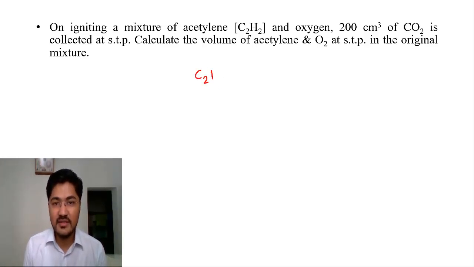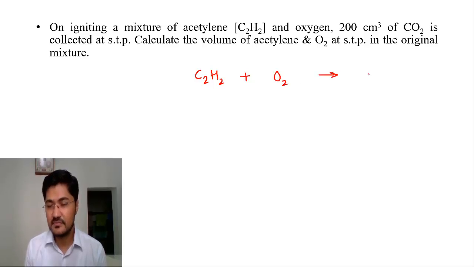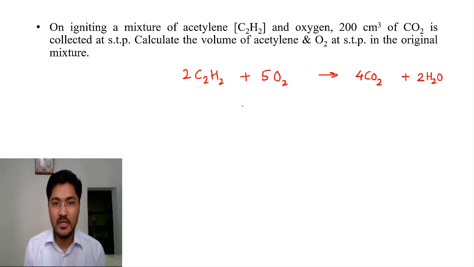So let's write the balanced equation again, which we have already seen in the last question. So here the balanced equation will be 2:5:4:2. So according to Gay-Lussac's law, it would be 2:5:4:2, and here 200 cc of CO2 is collected at s.t.p.